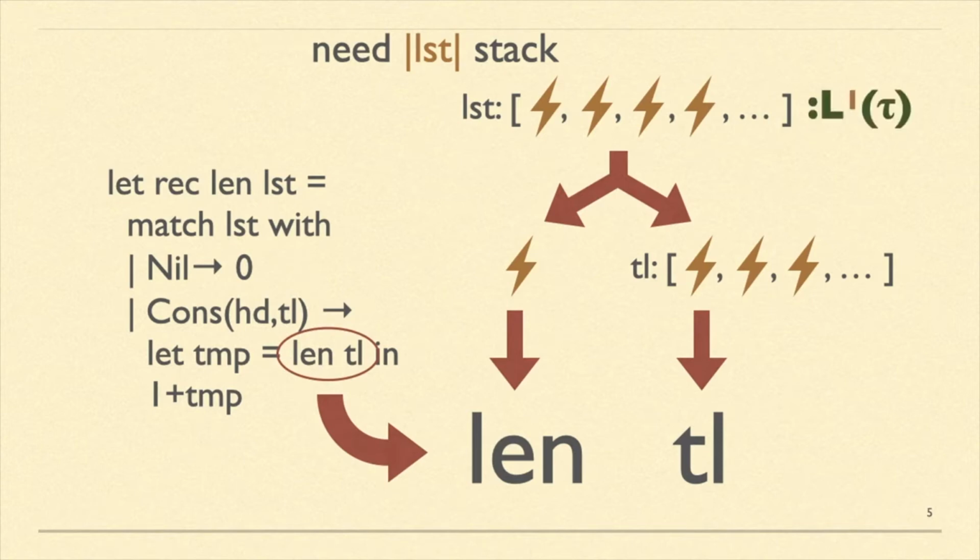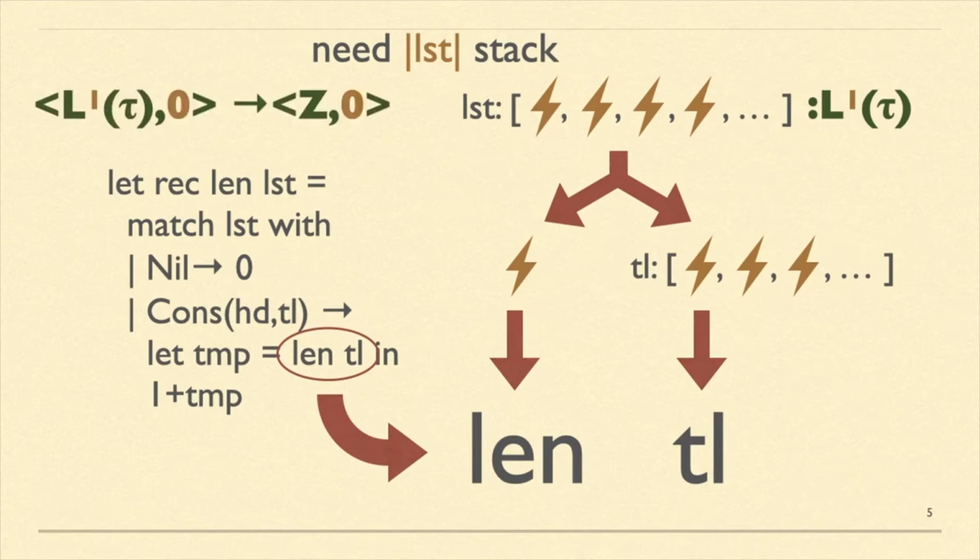This also lets us type the function len like this, as taking a list with 1 unit of potential per element and 0 extra units, and returning an integer with 0 extra potential. This type system is called Automatic Amortized Resource Analysis, or AARA, and it can automatically perform the reasoning we just did to find resource bounds by reducing the problem to linear programming.